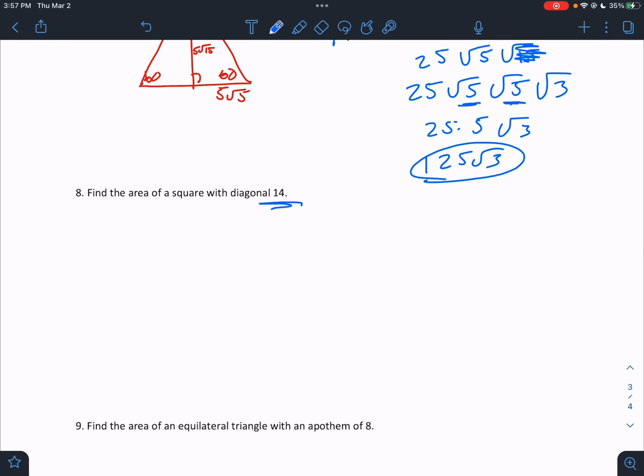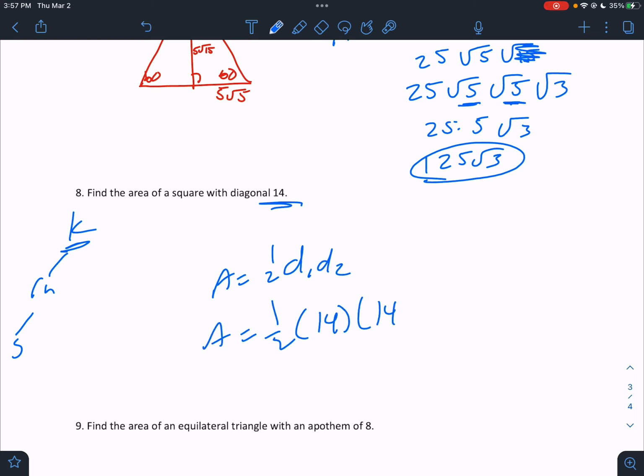Find the area of a square with a diagonal of 14. Guys, think about our chart. Kite goes to rhombus, goes to square. We can use the kite formula. If I know the diagonals, that would be 1/2 d1 d2. That'd be 1/2 times 14 times 14, so that would be 7 times 14. That's 70 plus 28. That's going to be 98.